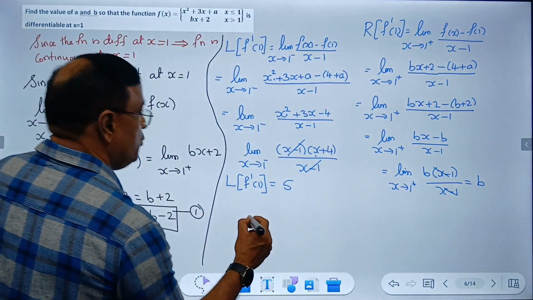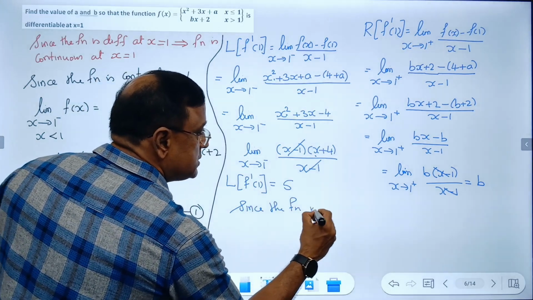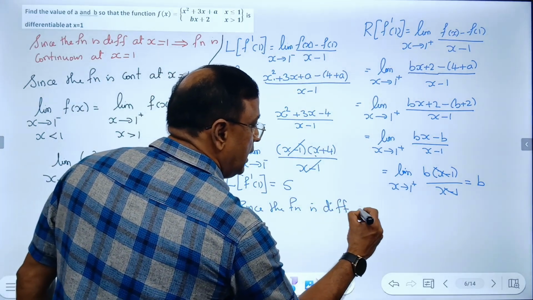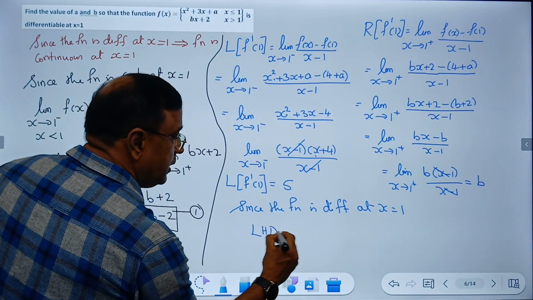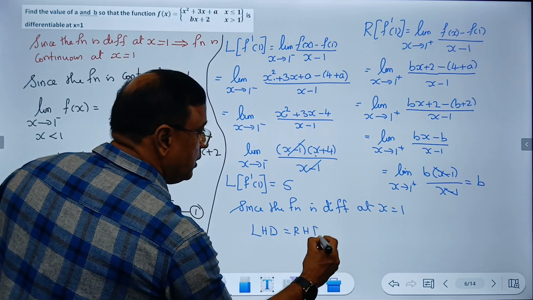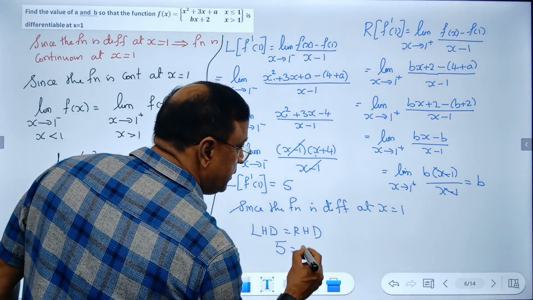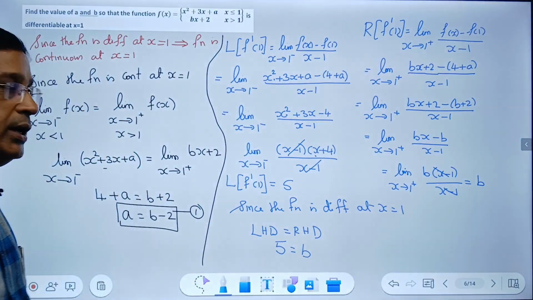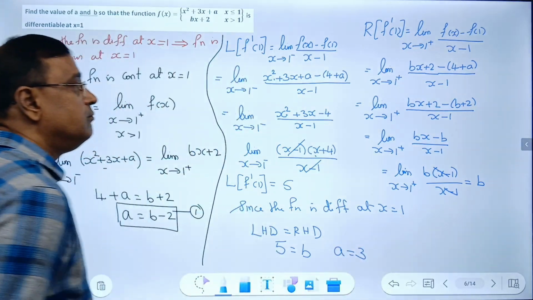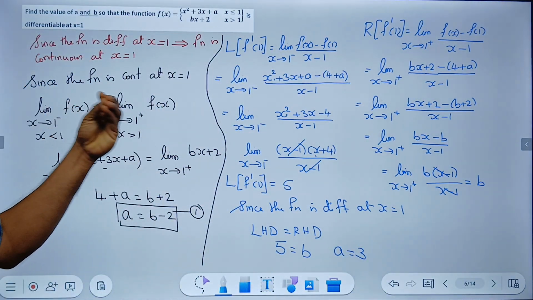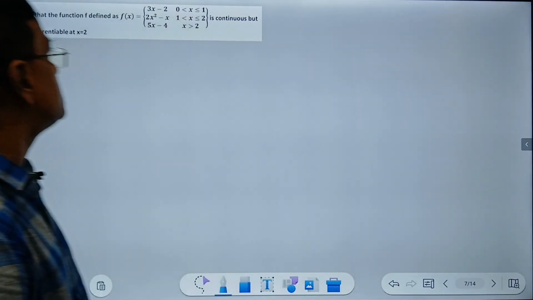So now what statement do you make? Since the function is differentiable at x is equal to 1, left hand derivative equals right hand derivative. What is my left hand derivative? Left hand derivative is 5. What is my right hand derivative? Right hand derivative is b. I got the value of b, which is 5. Once you have the value of b, substitute in equation 1, you get a is 3. Very easy. Very, very important type of question. Okay, so let's go to the next question.